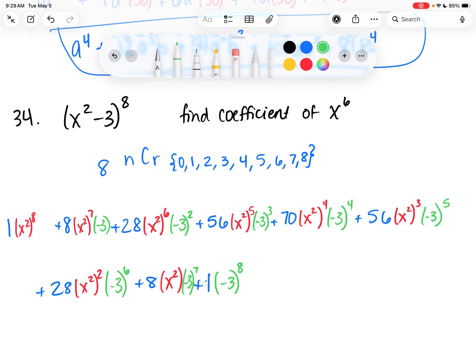Now, technically, we are only looking for the coefficient of x to the 6th. So I really only need the one where it's going to be x to the 6th power, which is not to be confused with the one that's being raised to the 6th. It's where the value will actually be x to the 6th. So things you need to watch out for.